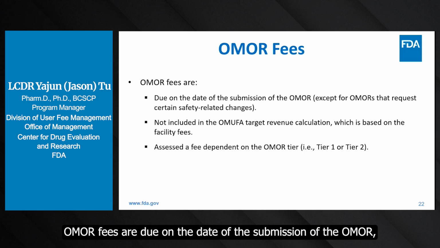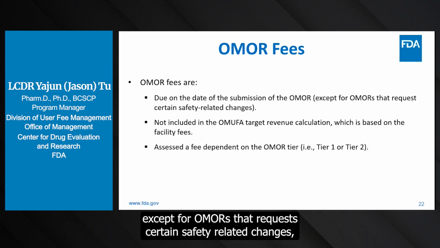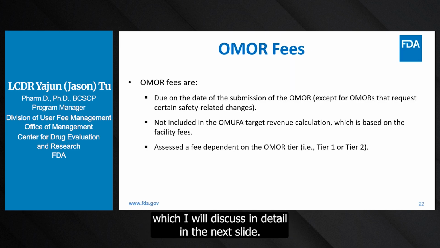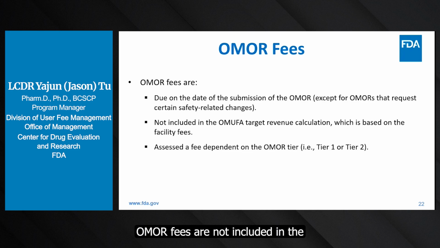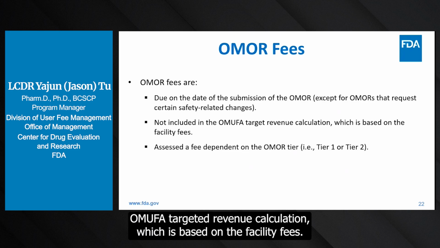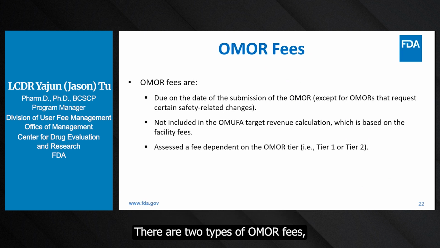OMOR fees are due on the date of the submission of the OMOR, except for OMORs that request certain safety-related changes, which I will discuss in detail in the next slide. OMOR fees are not included in the OMUFA target revenue calculation, which is based on the facility fees. There are two types of OMOR fees, Tier 1 or Tier 2.